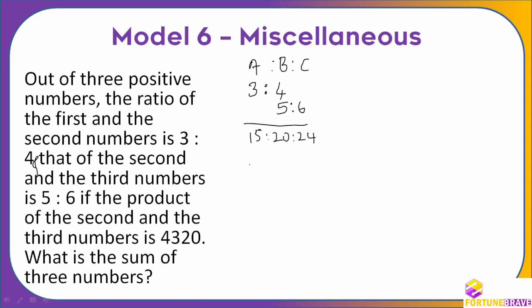So what they are saying, the product of second and third, so B and C, so 20 into 24. Now we need to be very careful. These numbers are the ratio values with which we have to multiply the HCF for one ratio value. So to get the first number, we have to multiply with one ratio value, and here also we have to multiply with one ratio value. So that is what you used to do.